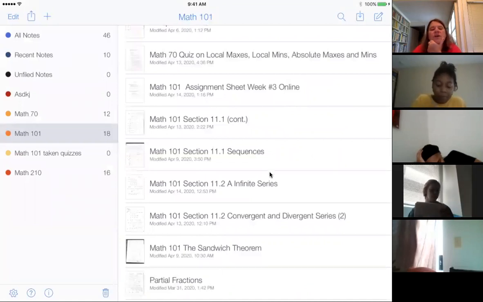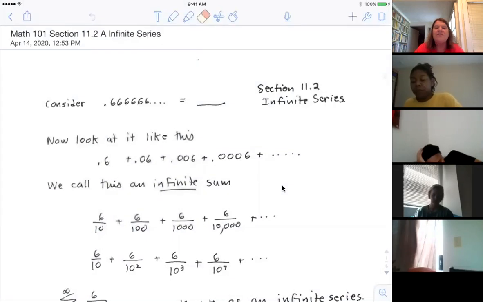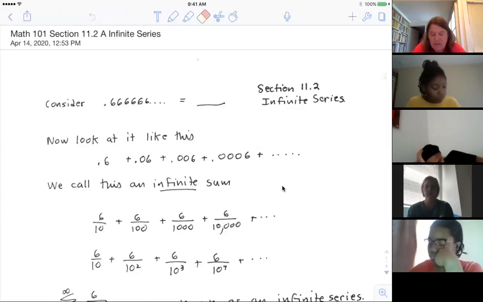What I want to start talking about today, and it's going to take me a couple of days to finish this, is 11.2. I called it A because it's like the first half of this lecture. So let's open that up. I've got some new definitions to give you. I want to talk to you about something called an infinite series. That is different from an infinite sequence.